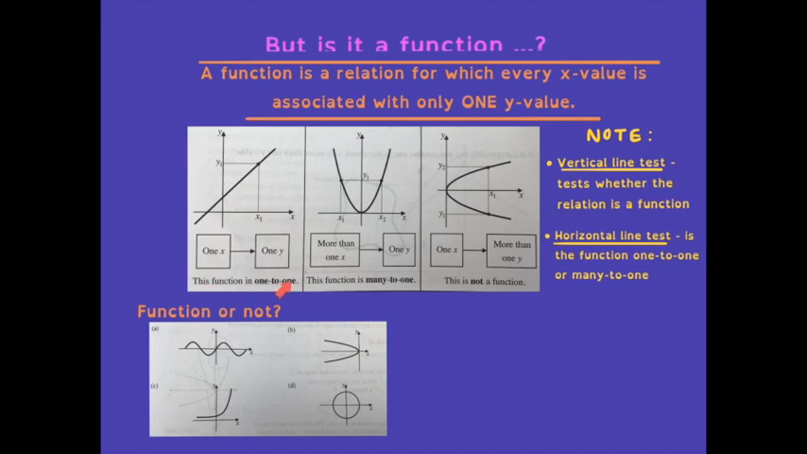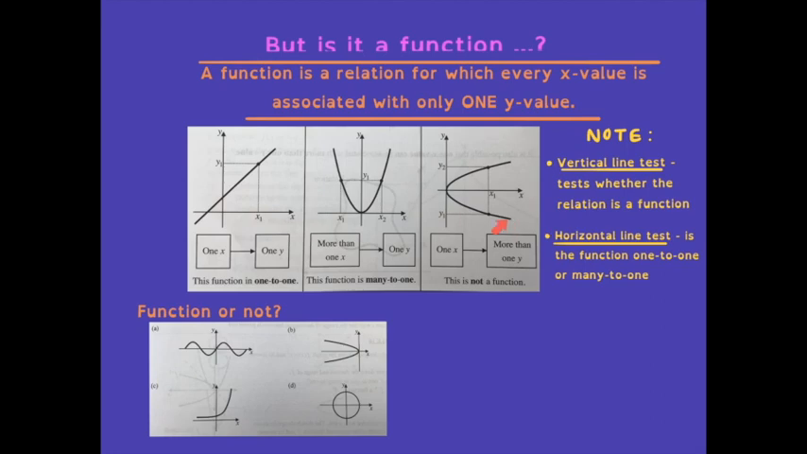So let's have a look at our different types of functions. We have one x value associated with one y value. So this is a function, a one-to-one function. We can have more than one x value mapping onto only one y value. That's cool, not a problem. One y value. So this is a function which we call a many-to-one function.